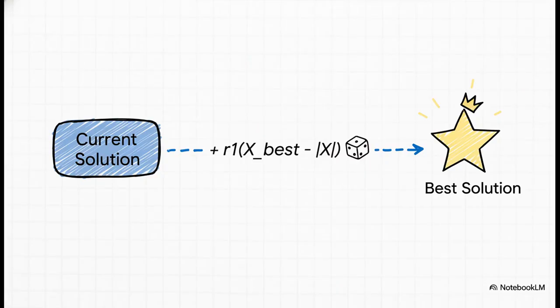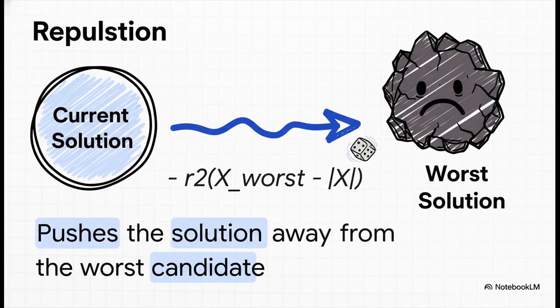Let's look at the first piece. This part right here is all about attraction. It creates a pull, a sort of gravity, that nudges our current solution in the direction of the very best solution we found so far. That R1 is just a random number to vary the size of the nudge, which helps keep the algorithm from getting stuck in one place. Now for the second piece.